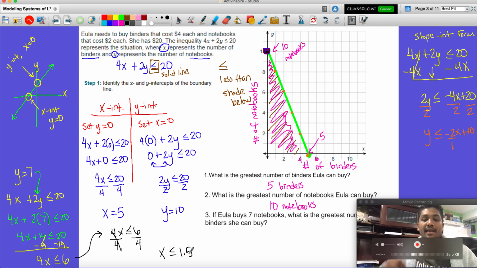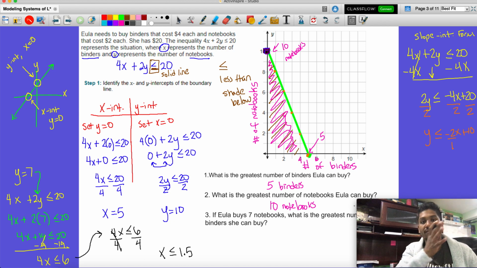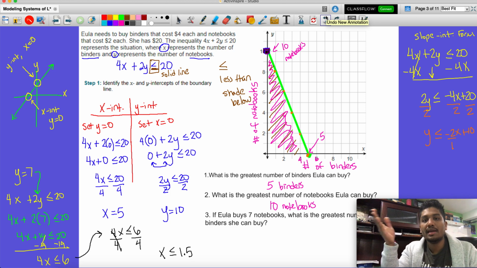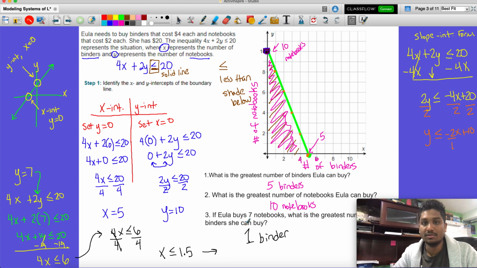Okay, and that doesn't just mean 1.5. x was the number of binders. So when she goes to the store, she needs to be able to buy 1.5 binders. Okay, and this is less than or equal to, so that means that she can't go past 1.5 binders. Well, it's not really true that you can buy half a binder. So how many full binders can she actually get? Even though it allows her to get 1.5, we want to take a whole binder. So one binder is the only thing that we're allowed to get if she buys 7 notebooks.